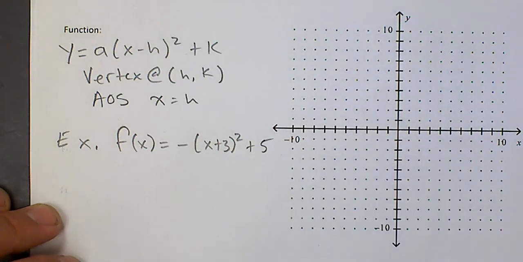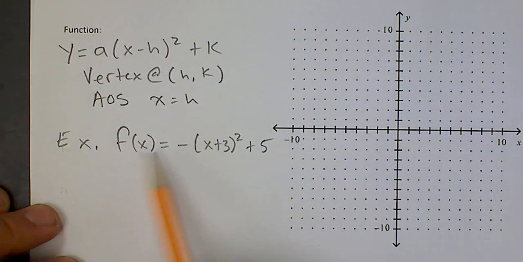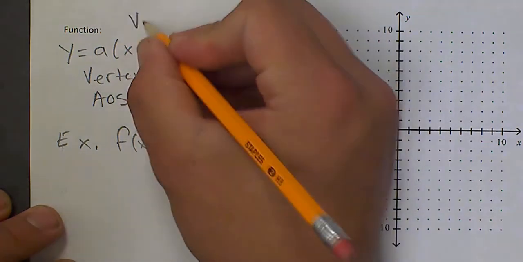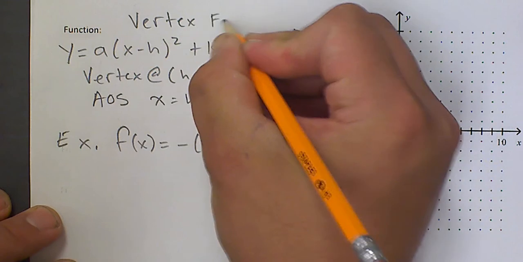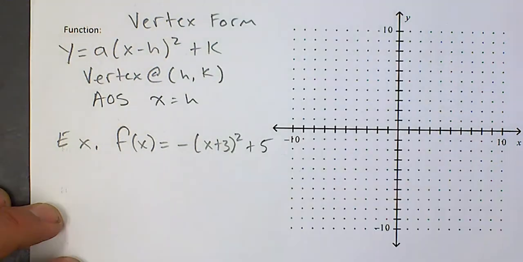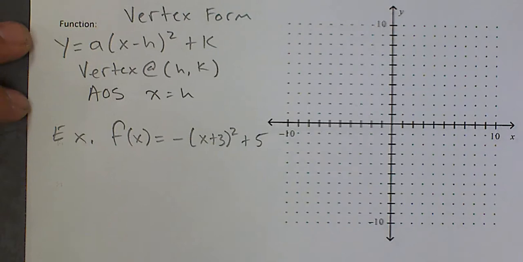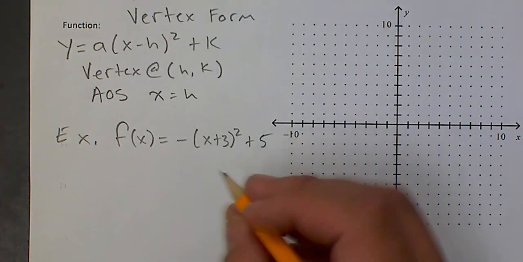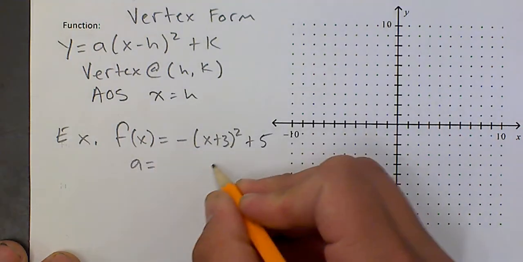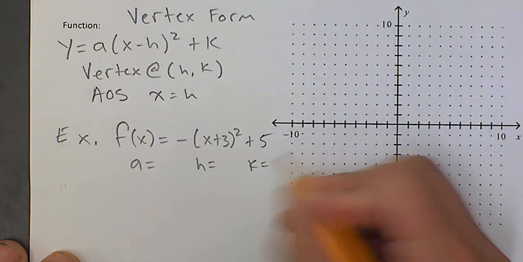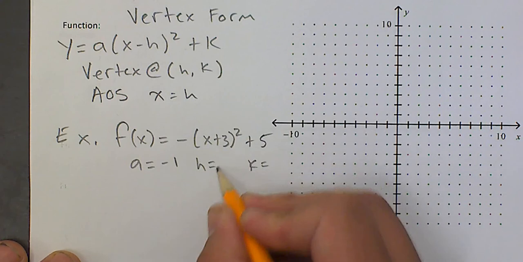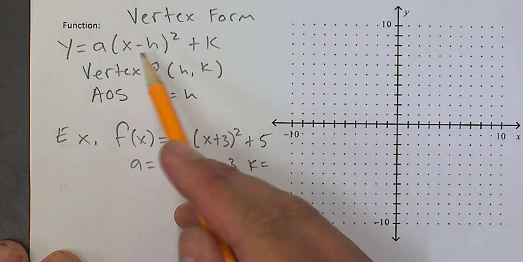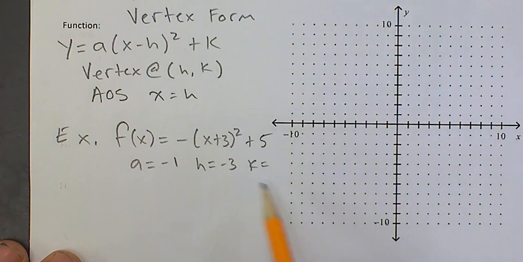Okay? This example is in function notation and it follows the form, vertex form. I'll write vertex form right here, of quadratic equations. What you can do now is identify all the variables except x and y. So we have a, h, and k. We can identify those. A is negative 1. H is negative 3. The reason it's the negative 3 and not positive 3 is because this form has this negative sign. Two negatives will make a positive.